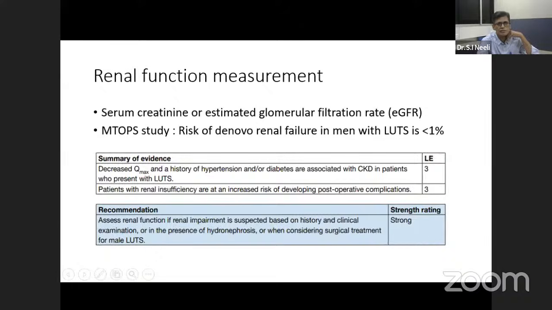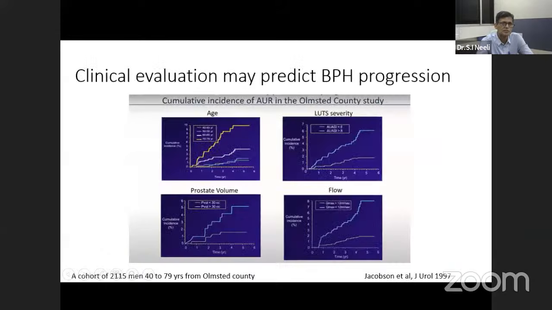The renal function measurement by measuring serum creatinine or measuring the estimated GFR is utilized only in patients having comorbidities or in patients of suspected CKD or chronic kidney disease, or where the patient has a large PVR, post-void residue, which may cause hydronephrosis and eventually cause renal insufficiency. It is not a routine investigation, it's an optional investigation in the initial assessment of patients with LUTS. The MTOP study shows that the de novo risk of renal failure in patients with LUTS is less than 1%. That's why the measurement of renal function is optional in the initial assessment of LUTS.